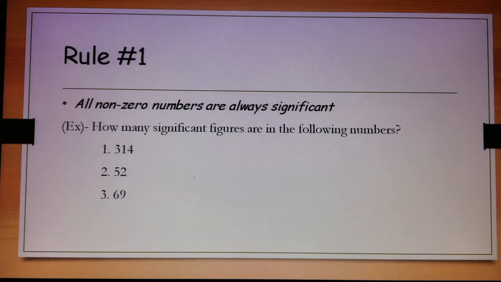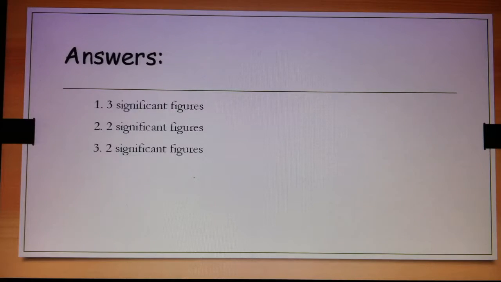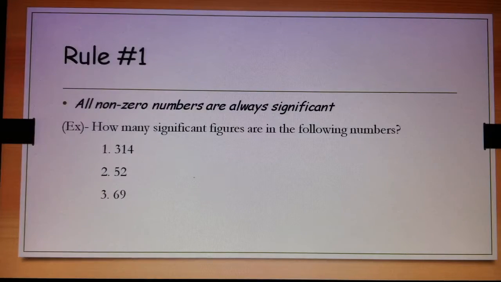Okay, next slide. The answer for number one was three significant figures. Why? Because the first number was 314. There were no zeros in there, and that means there were three of them, and the same for the other two. The second number was 52, and the third one was 69, and there were no zeros in those two. So you just have to count how many numbers there are, and you'll get your answer.